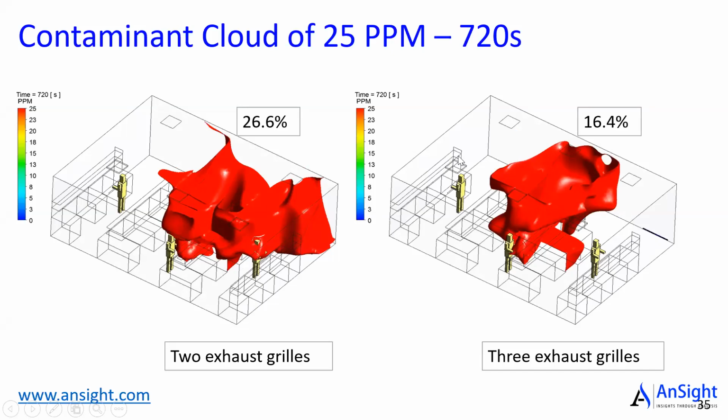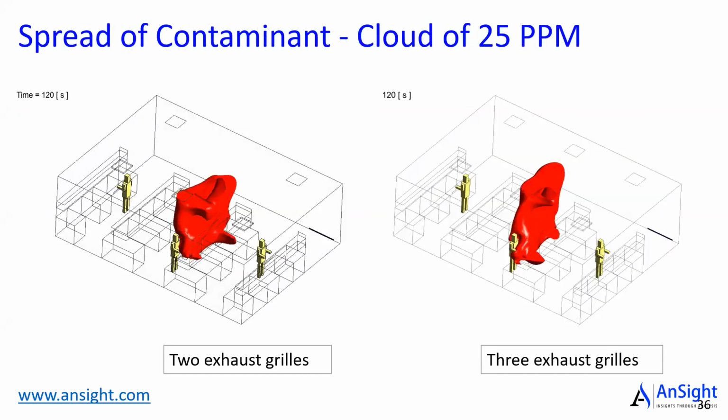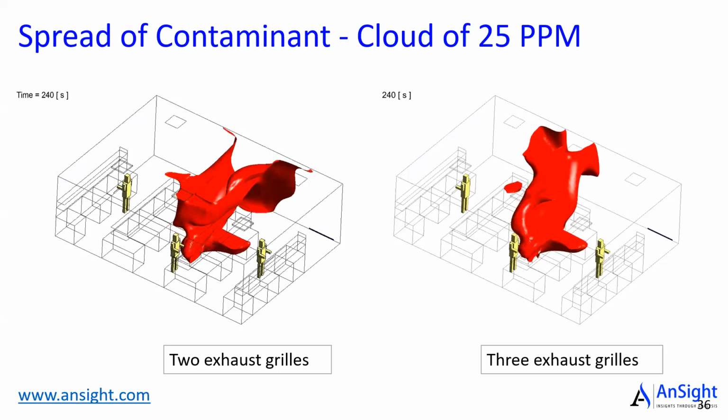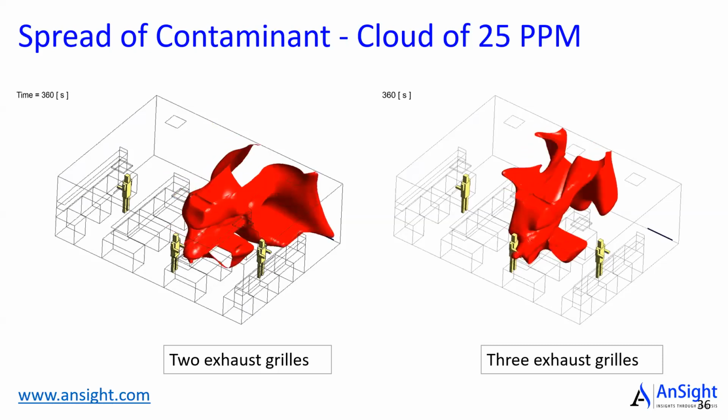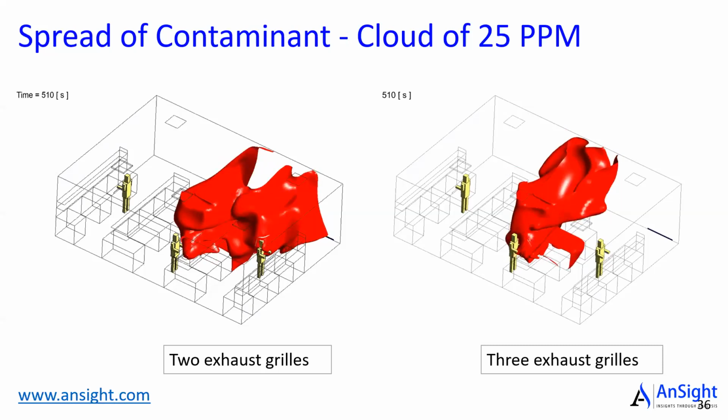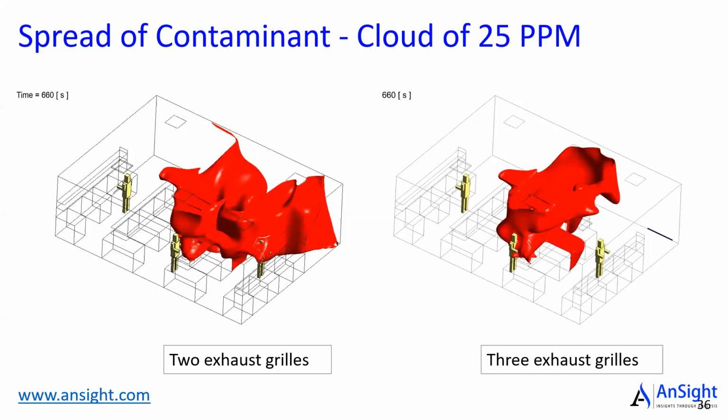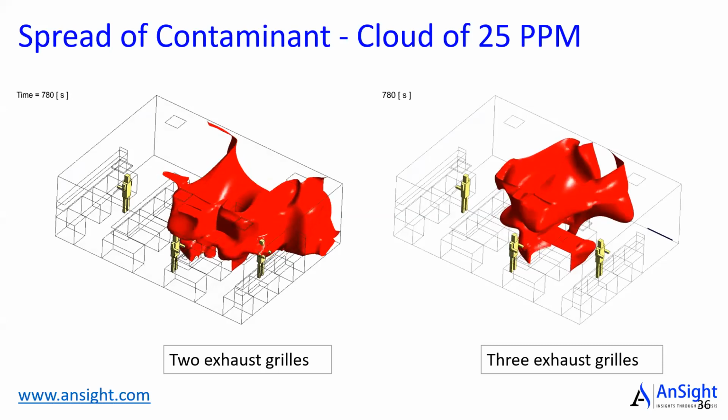When I put one more exhaust grill, my design engineer told me it costs $500 to put that extra grill. I can reduce that spread to 16%, from 27% to 16%. Significant improvement simply by adding one more exhaust grill. And this is the animation. You will clearly see that red blob is not moving towards person 3. Rather, it is staying in that central aisle away from the occupied zone.